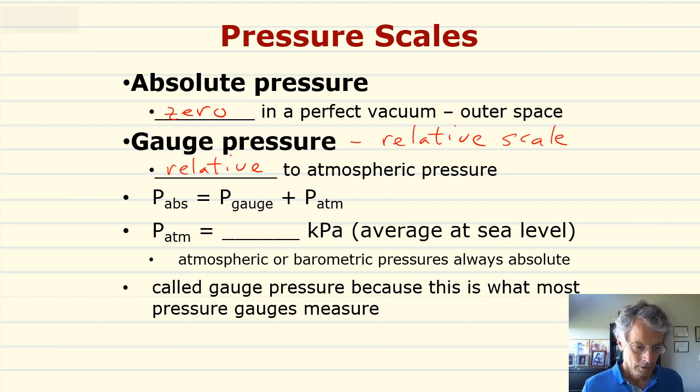Now, the relationship between absolute and gauge pressure is given here. Absolute pressure is equal to the sum of gauge pressure plus atmospheric pressure. The atmospheric pressure varies. Its average value at sea level is about 101.3 kilopascals. In Edmonton, the average atmospheric pressure would be lower than that, maybe something like 90 kilopascals. As you go to higher elevation, the atmospheric pressure decreases, or, quote, the air gets thinner.